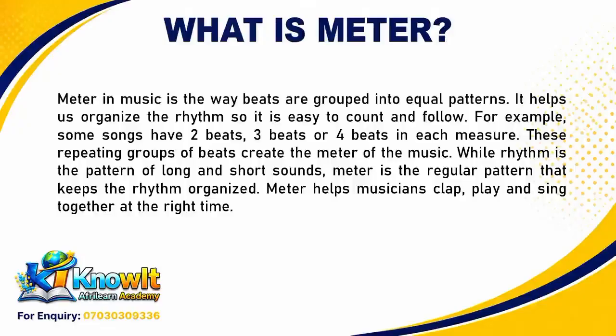For example, when songs have 2 beats or 3 beats or 4 beats in each measure, these repeating groups of beats create the meter of the music, while the rhythm itself is the pattern of the long and short sounds that is arranged. Meter is the regular pattern that keeps the rhythm organized. Meter helps musicians clap, play, and sing together at the right timing.